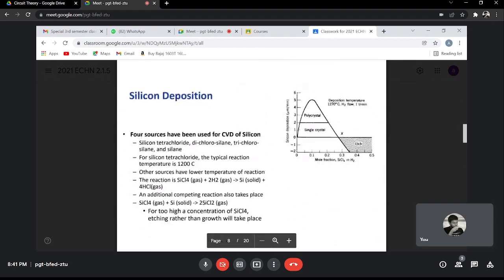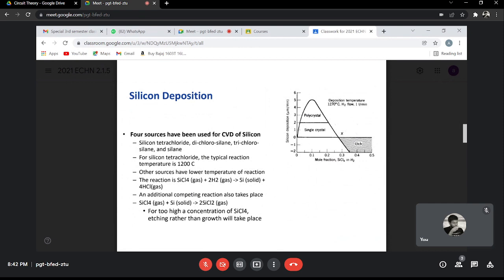Now, what is interesting is if you keep increasing silicon tetrachloride, something funny will happen. There is another reaction that happens, like a parasitic reaction, given by this. Silicon tetrachloride reacts with silicon to form SiCl2, which is a gas. So silicon tetrachloride can form silicon on the surface. Also, it can do what? It can etch. It can remove the silicon as well.